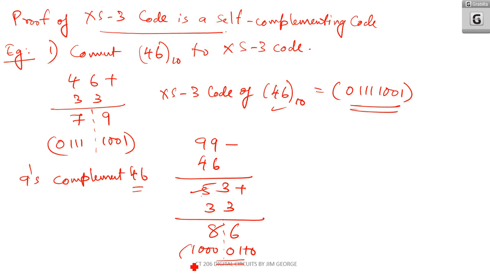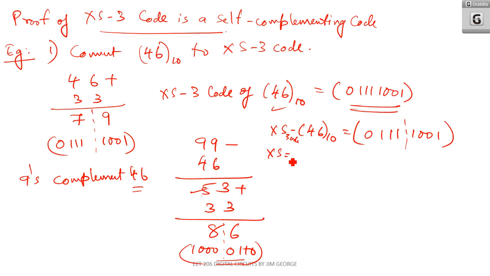So now, what is the XS3 code of 46 to the base 10? It is 0111 and taking that 4-bit combination, 1001. Again, what is the XS3 code of the 9's complement of 46? The 9's complement of 46 is 53, and its XS3 code is 86. So what is it? That is 1000, take the 4 bits, and 0110.